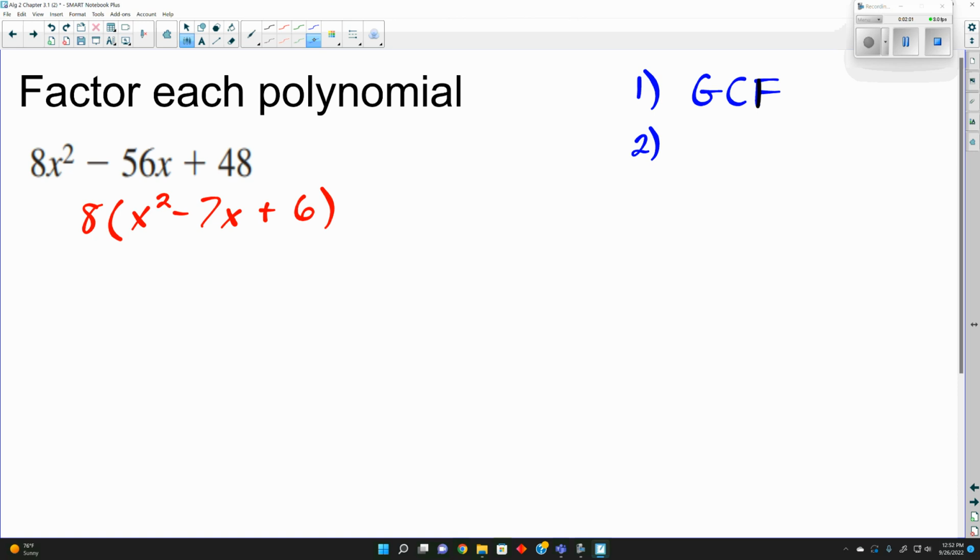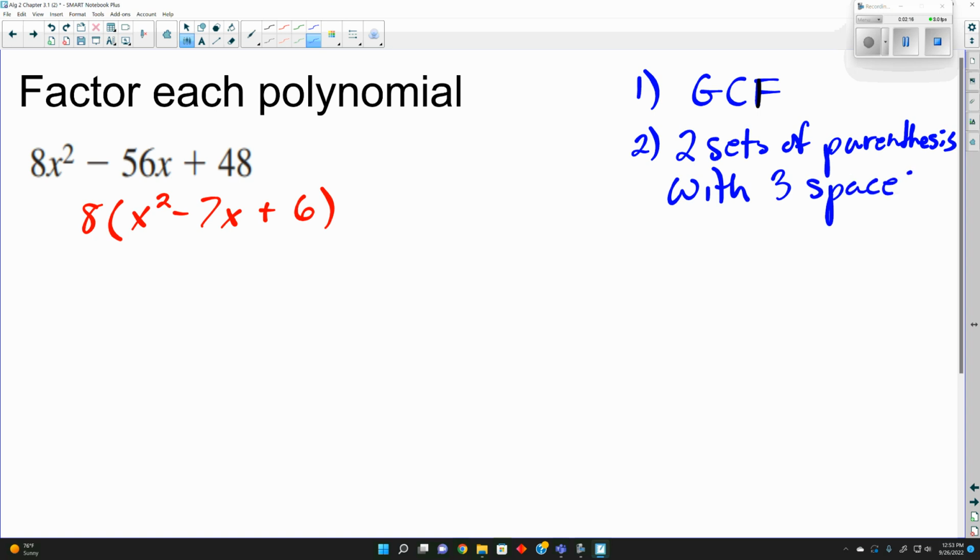The second step is to write two sets of parentheses with three spaces. So we will keep the greatest common factor there. We'll have two sets of parentheses with three spaces. Any questions on this so far?